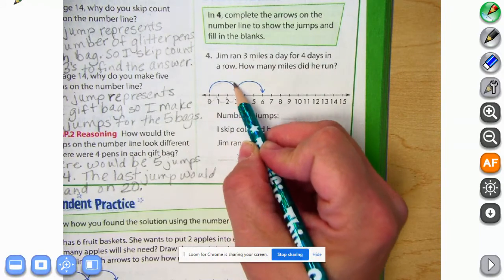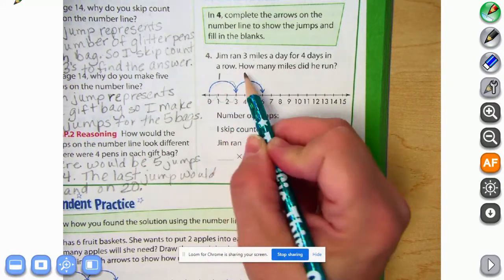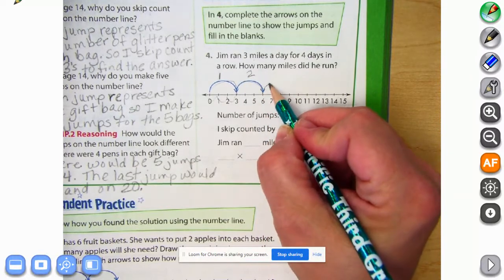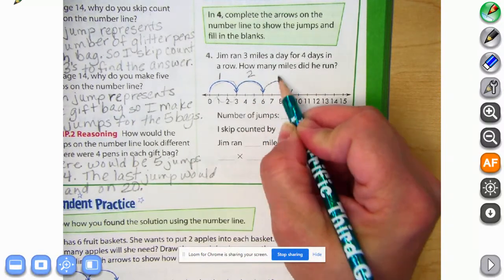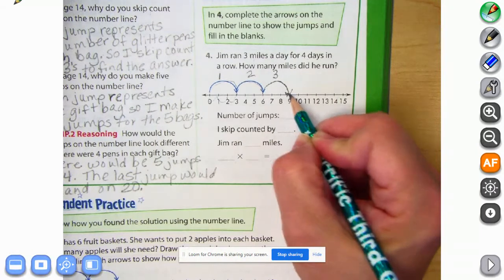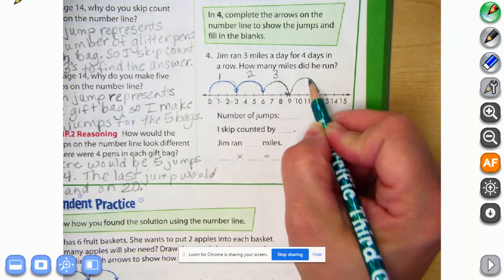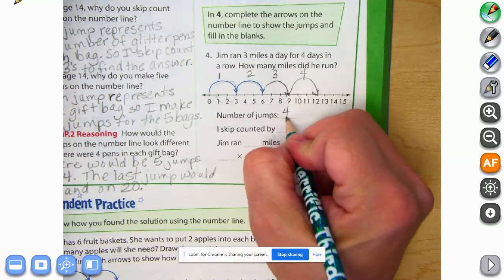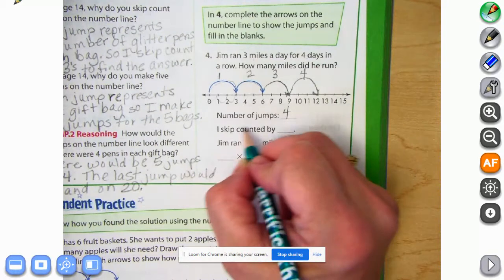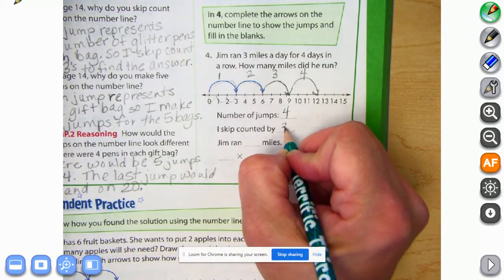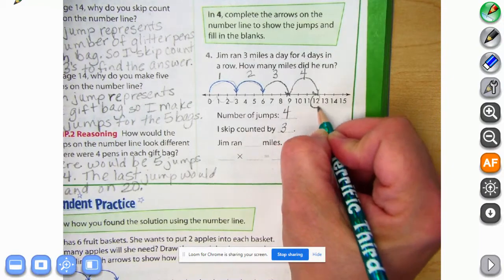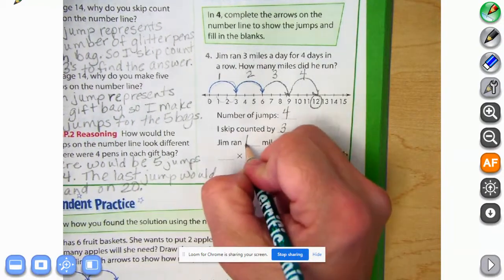So we have 1 jump, 2 jumps. Okay, now we need to do 3 jumps and 4 jumps. Okay, number of jumps, there were 4 jumps. How many did we skip count by? We skip counted by 3. So Jim ran, and we're going to look at the answer right here, 12 miles.